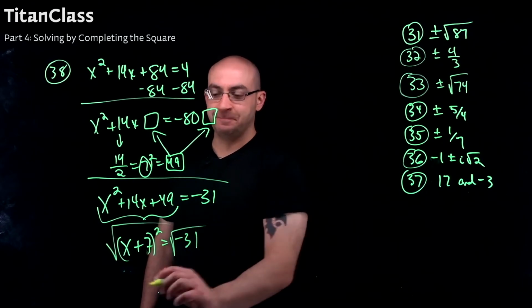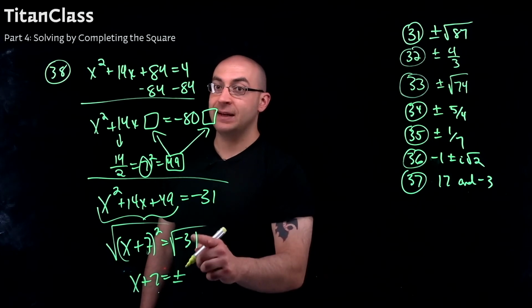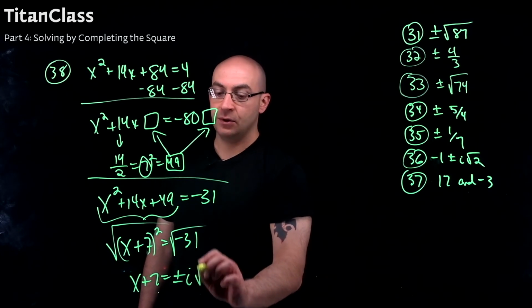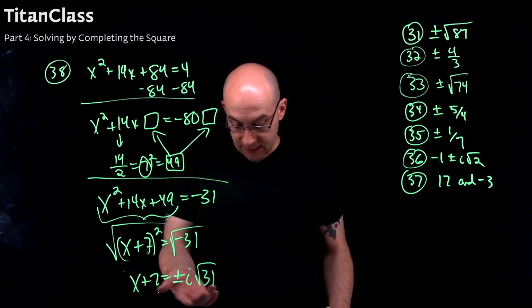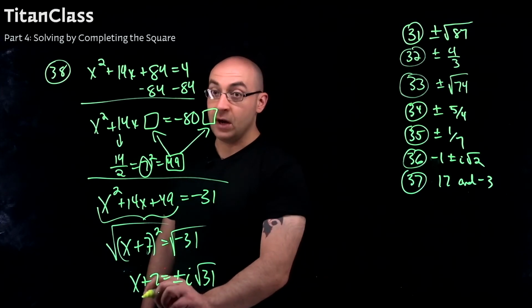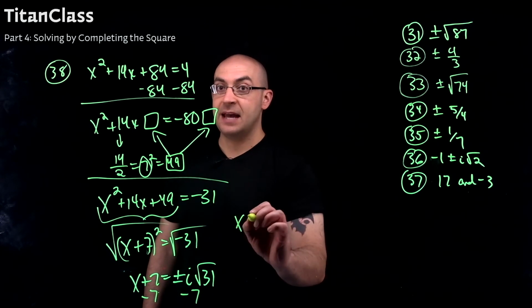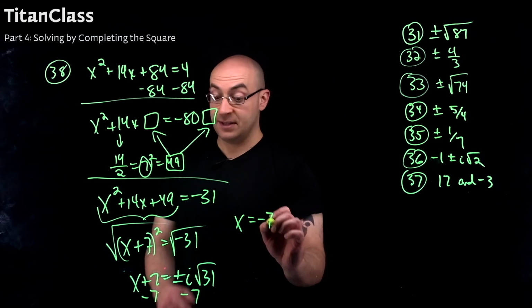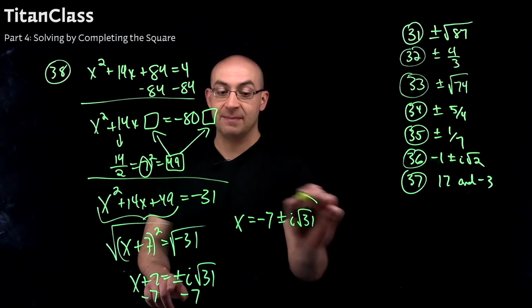Let's square root both sides. X plus 7 is going to equal plus or minus. Remember, when it's a negative, i comes out, root 31. Now, I can't break down 31, so my answer is actually going to have a 31 under the radical. We are still subtracting 7 on both sides. Final answer is going to be this. X equals negative 7, because that comes first. Then we can do the plus or minus i root 31. This is my final answer.